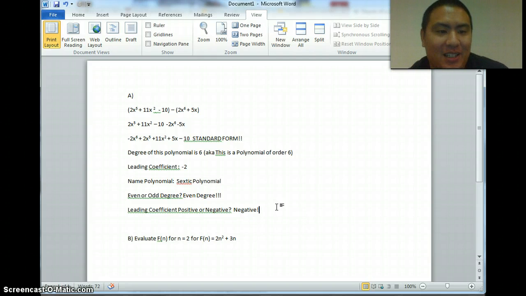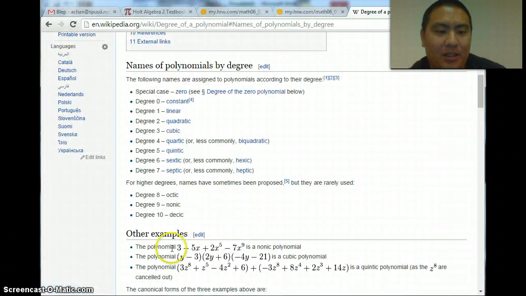Anyway, so leading coefficient is negative. Let's go ahead and plug this into Desmos and see what this looks like.